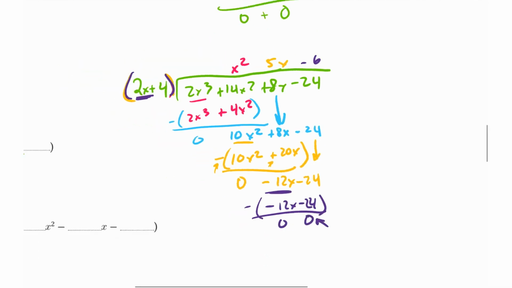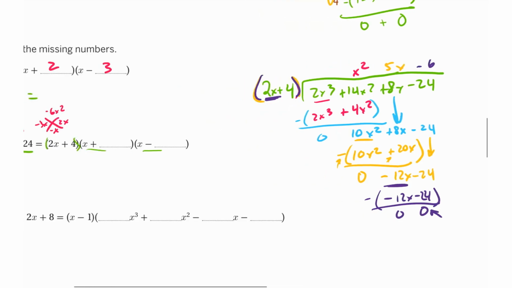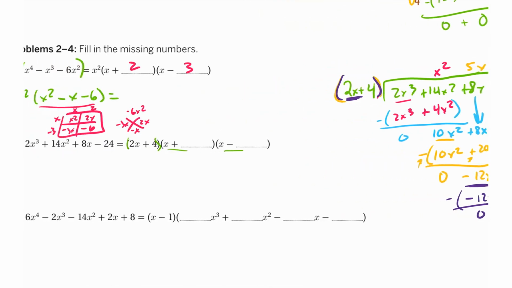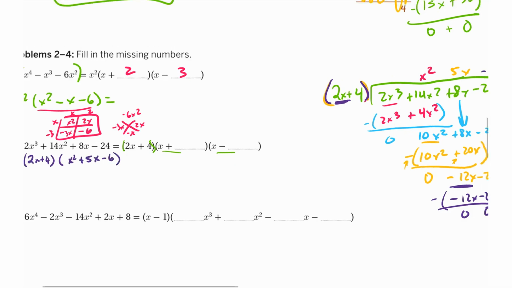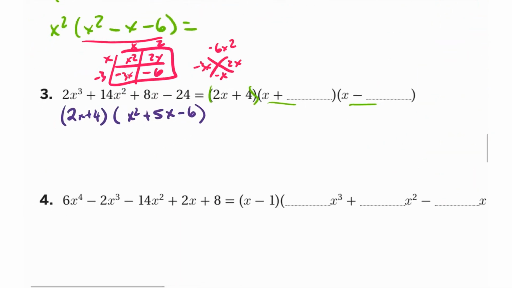And so really what this ends up becoming, let's factor it. So we got 2x plus 4 in parentheses, and then we're left with x squared plus 5x minus 6. And so now when we're trying to finish number 3 here, what we're trying to do is this x squared plus 5x breaks up into 2 pieces, it looks like.